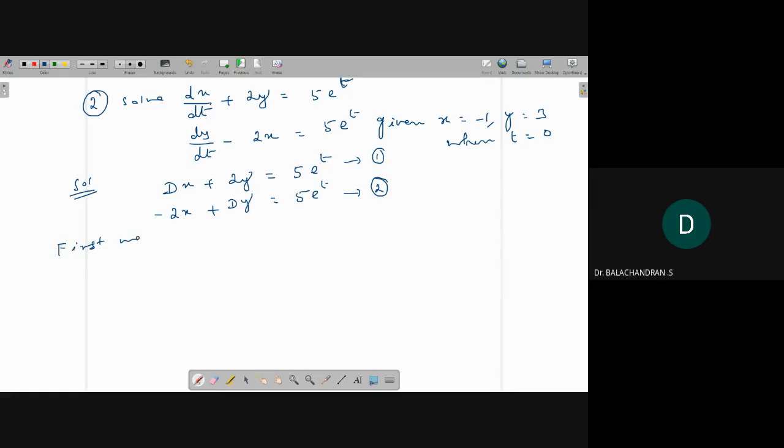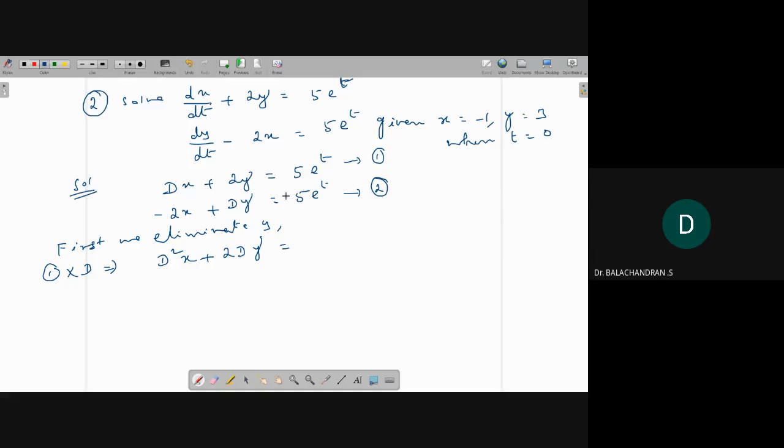First we eliminate y. So here 2y, here we have dy. That's why I multiply the first equation by D and the second equation by 2. So D square x plus 2 Dy.